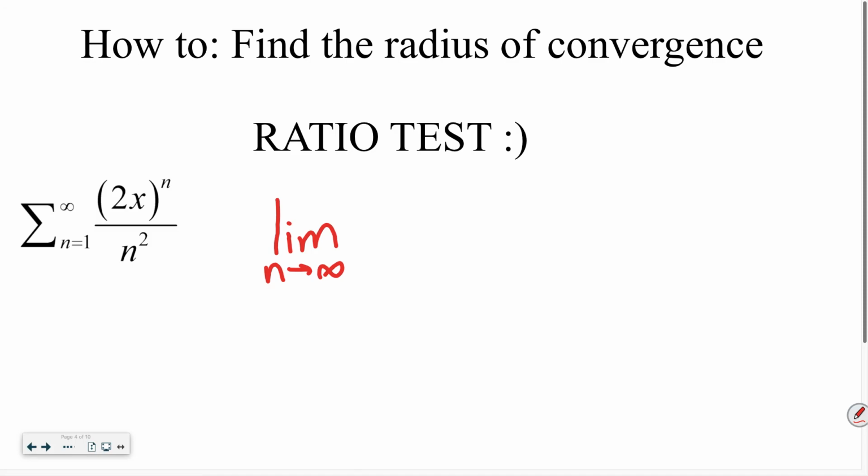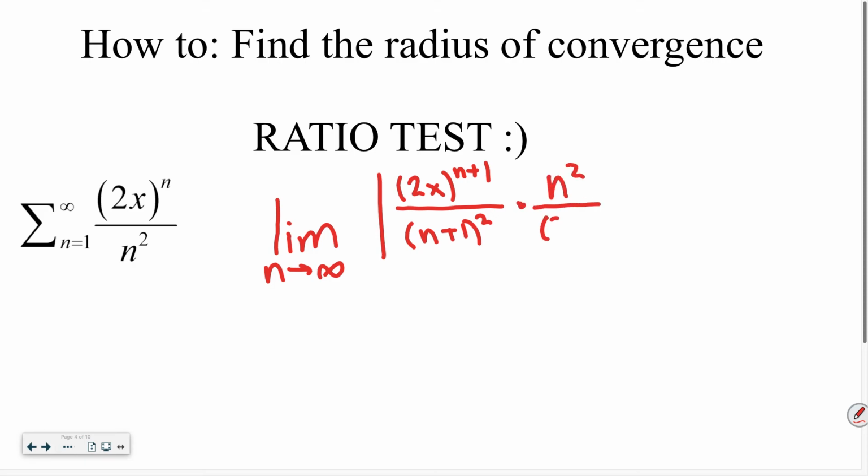So the limit as n approaches infinity of the absolute value of a sub n plus 1 divided by a sub n. You gotta keep those big old n's.